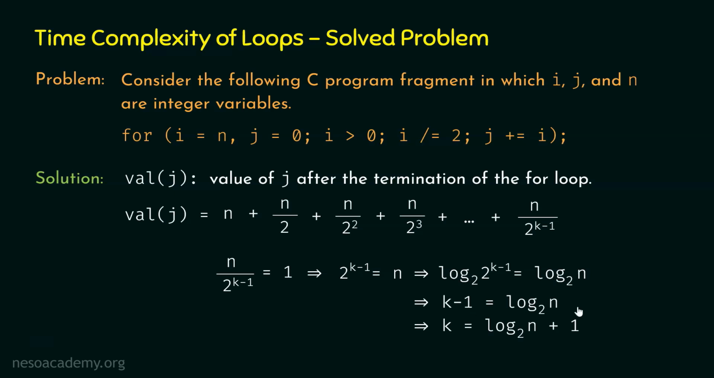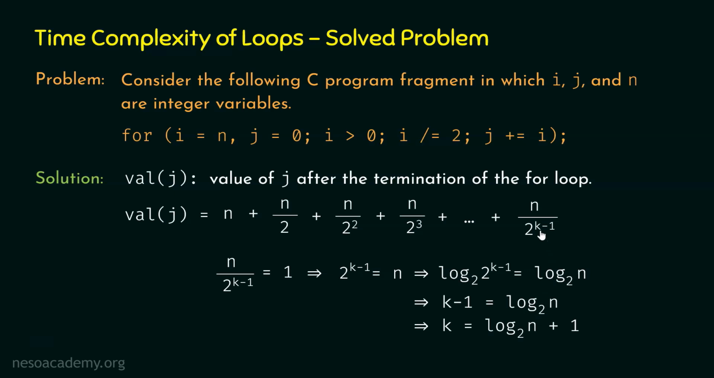We can add 1 on both sides. This will remove minus 1 from the LHS. And after adding 1 on the RHS, we will get log n base 2 plus 1 in the RHS. So k is equal to log n base 2 plus 1. So this is the value of k in terms of n.